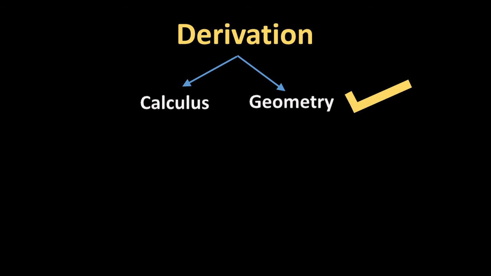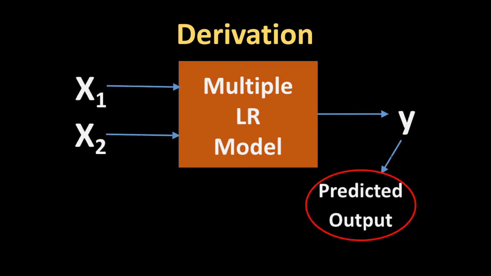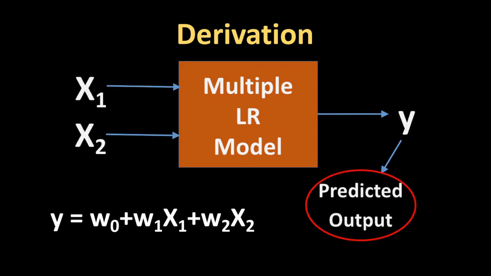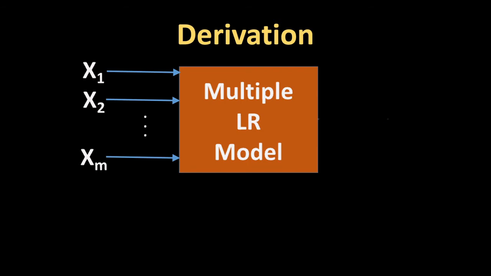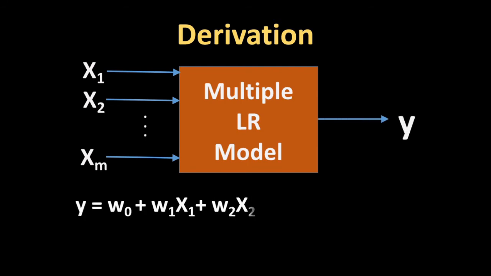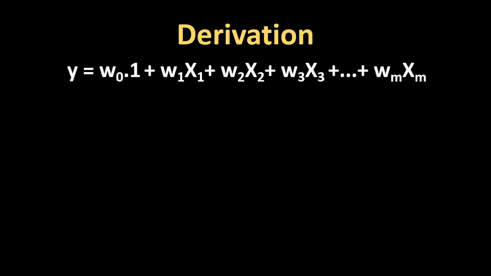Just now we have seen that if we enter two inputs to our multiple linear regression model, we get the predicted output y as y equals w0 plus w1 x1 plus w2 x2. Now let us generalize this model. Let us say we have m inputs x1, x2 up to xm, and we get the predicted output y as this. This was for two inputs, now for m inputs it will become this. We can also rewrite this equation as this. I have just multiplied 1 with w0. Now in our example we had this dataset and we got the matrix X as follows.